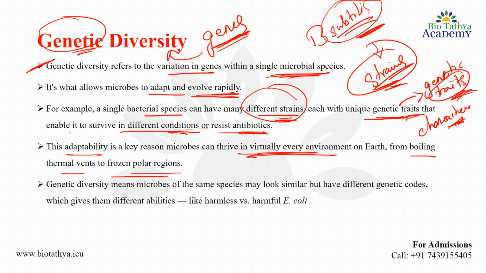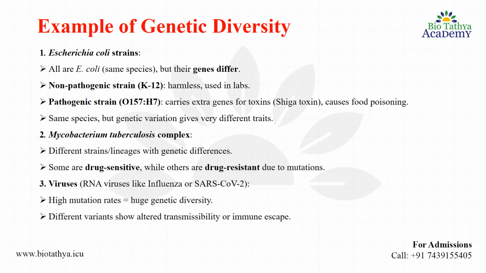Genetic diversity means microbes of the same species, for example E. coli, where coli is the species, may look similar but have different genetic codes, which gives them different abilities. Like it can be harmless or it can be harmful. Let's go into some examples, then it will be much clearer. For example, Escherichia coli has different strains. The non-pathogenic strain is K12, which is harmless and used in labs. The pathogenic strain is O157:H7, which carries an extra gene for toxin production, that is the Shiga toxin.